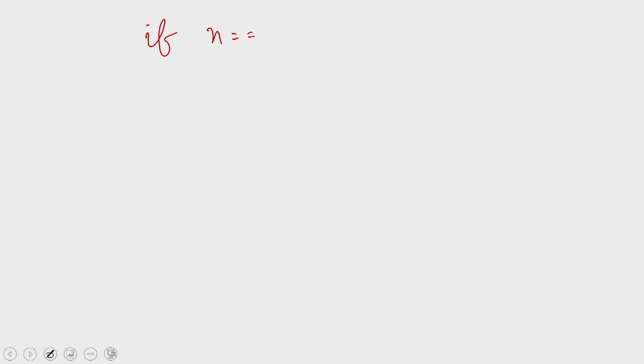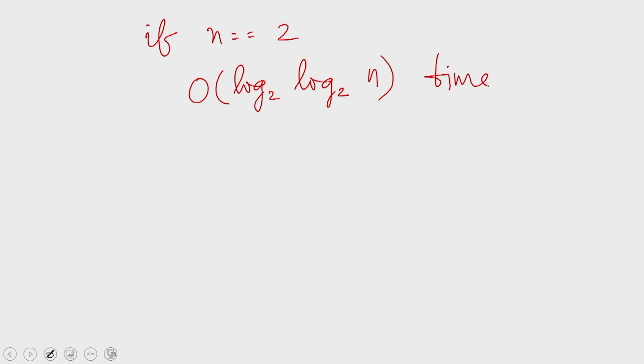If r is equal to 2, then the running time is order of log to the base 2 of log n, and the number of processors is order of n. That is, if the processor advantage is 2, then the number of processors is 2n and the running time is log of log n. Log of log n is an extremely slow growing function. It is a logarithm of the logarithm.